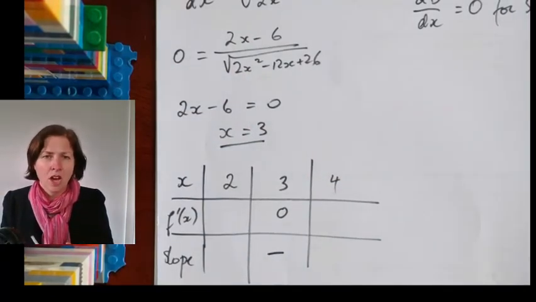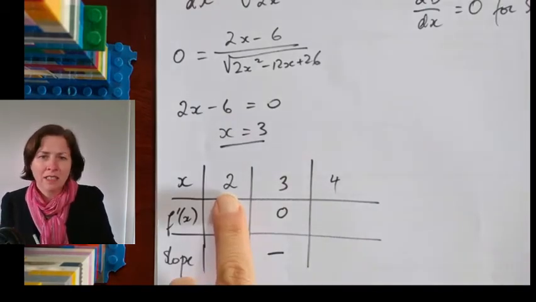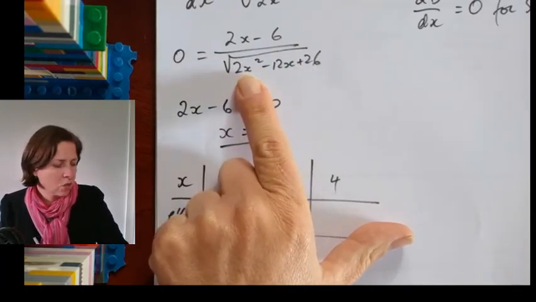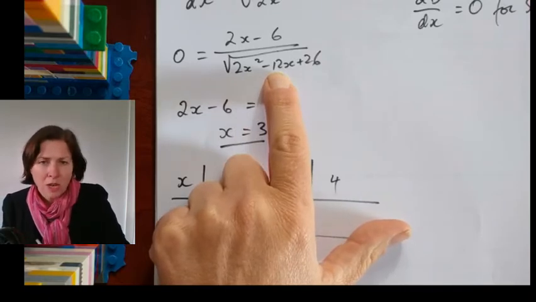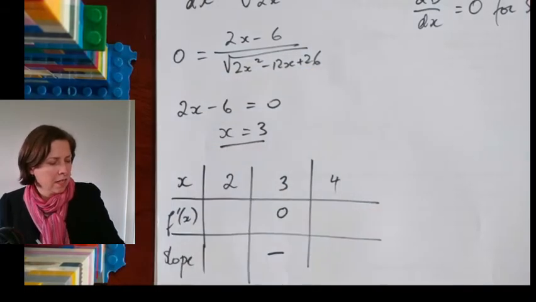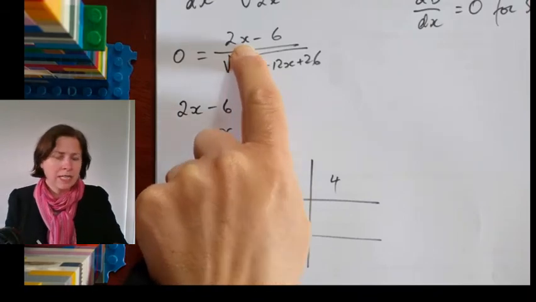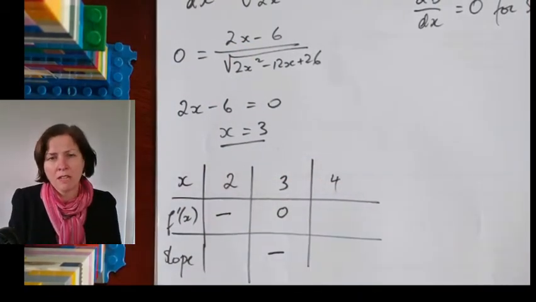Okay, now when I put a value of 2 in, let's just check that I get a positive number under my square root. This is going to be 8 minus 24 plus 26. That's going to give me a positive answer under my square root. So what will my numerator give me? 2 times 2 is 4 minus 6. That's a negative number on my numerator. It's going to be negative 2.